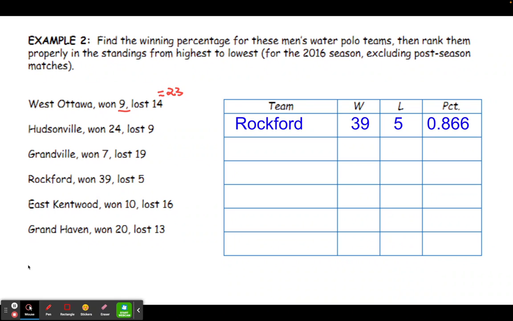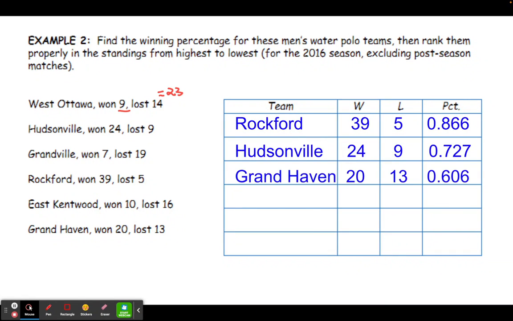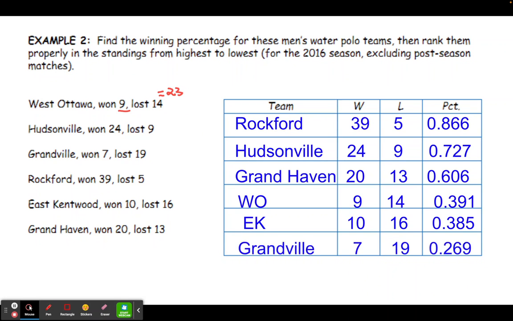The team that finished in first place was Rockford with a record of 39-5. In second place, Hudsonville with a record of 24-9 had a win percentage of 0.727. Third place was Grand Haven with a winning percentage of 0.606. West Ottawa finished in fourth place with a winning percentage of 0.391. East Kentwood was next with a winning percentage of 0.385, and Granville finished in last with a winning percentage of 0.269.